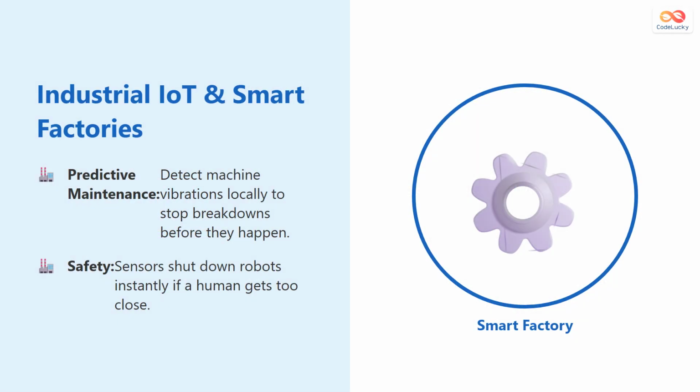Another great example is in smart factories. Machines are equipped with vibration sensors. By processing this data locally, the system can predict if a part is about to break and shut it down in real time to prevent damage or injury, ensuring safety and efficiency without lagging internet connections.